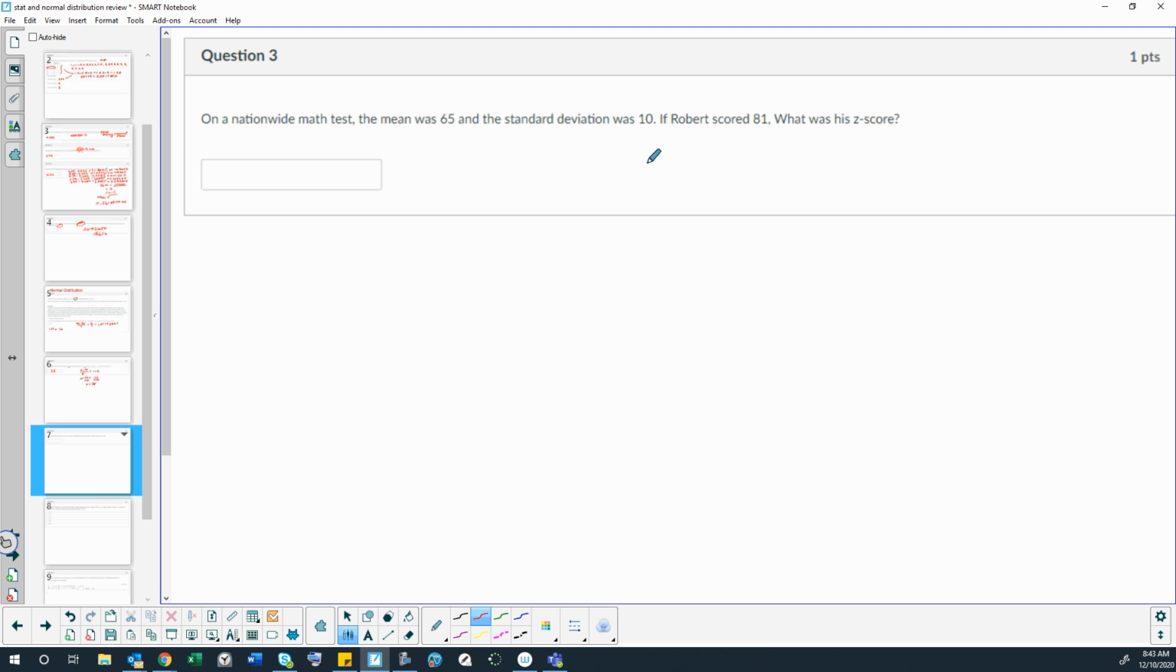On a nationwide math test, the mean was 65 and the standard deviation was 10. If Robert scored 81, what was his z-score? So 81 is his score, subtract the mean, divided by 10. Again, we could use a calculator to find a decimal, but that's actually pretty easy to do without one, because we get 16 divided by 10, which is 1.6. We don't even have to worry about extra decimal places there because there aren't any. We've now seen 3 problems of this same type of idea.